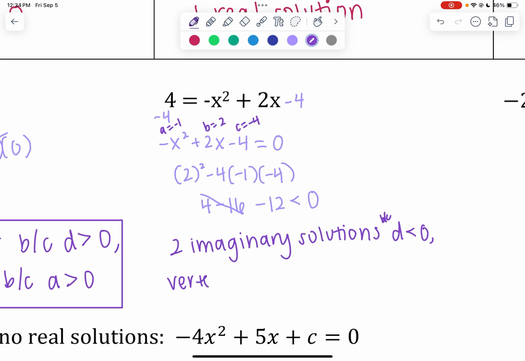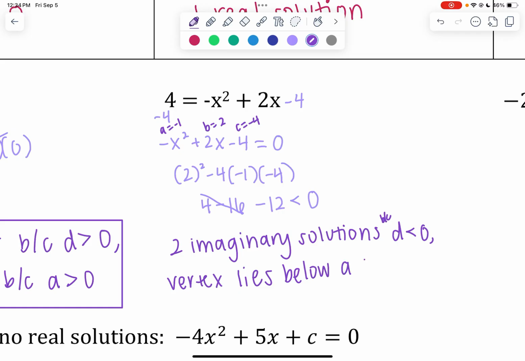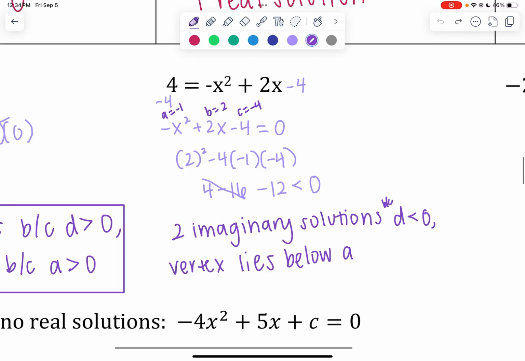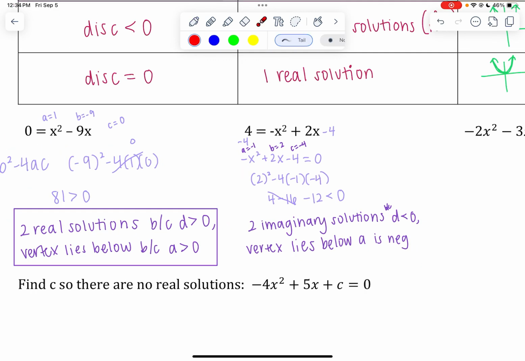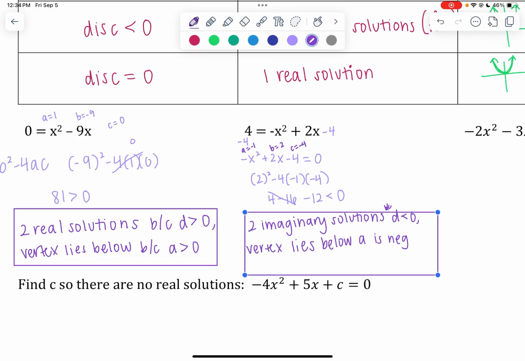And our vertex would lie, looking at that A is -1, that means our parabola is going to go down, and it can't cross my x-axis, so my x-axis is going to be there, which means that my vertex lies above, and that's because A is negative. Like I said, you could just say A is negative is fine too. A is going to change the direction of your parabola and therefore changes your possible solutions. I don't know why I forgot to put that in there.